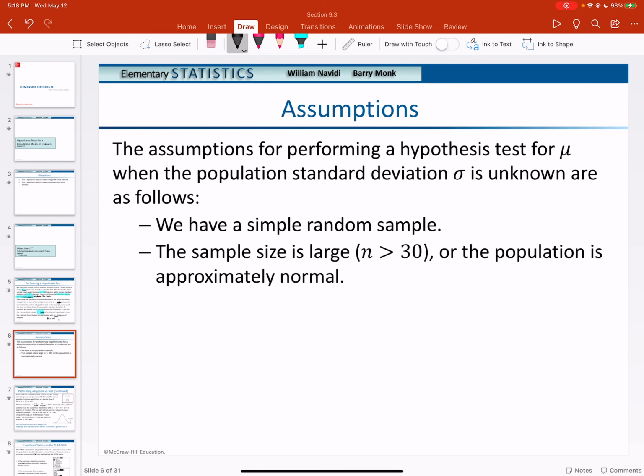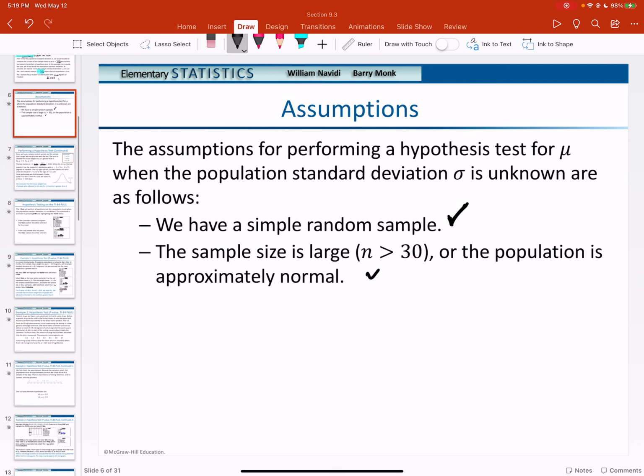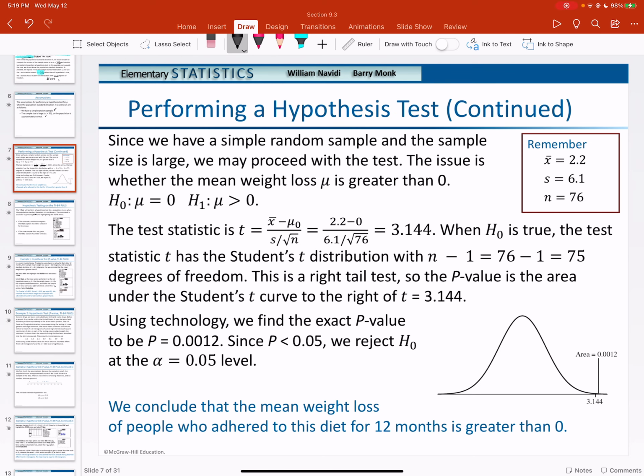Okay, so the assumptions for performing a hypothesis test for mu, or the mean, when you do not know the population standard deviation are the following. Is it a simple random sample? And then the sample size has to be large, greater than 30, or the population is approximately normal. Okay, so in this case, we have a simple random sample and the sample size is large. Remember that it's over here.